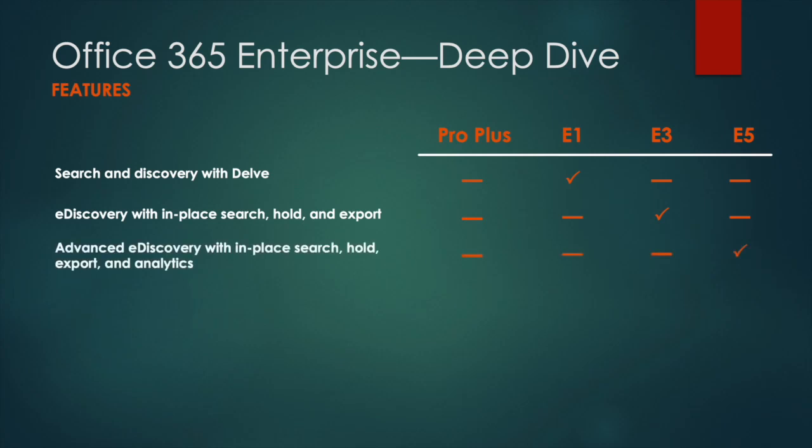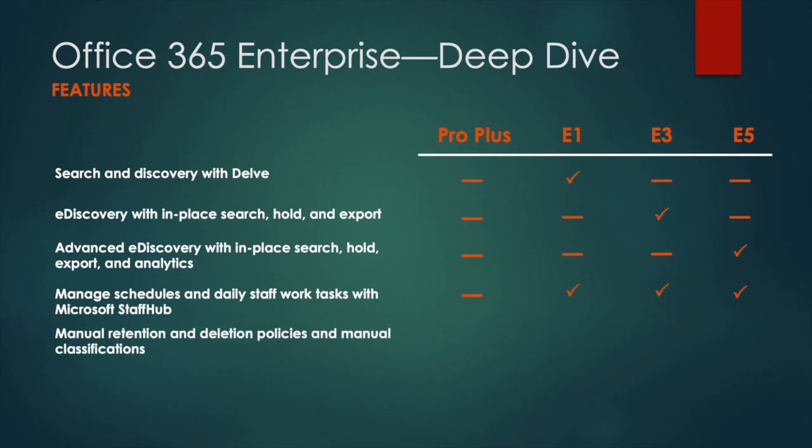Available only on E3, eDiscovery or electronic discovery is the process of identifying and delivering electronic information that can be used as evidence in legal cases. And only on the E5 tier, advanced eDiscovery with in-place search, hold, export, and analytics. Next, you can manage schedules and daily staff work tasks with Microsoft Staff Hub on all tiers except Pro Plus. And the same for manual retention and deletion policies and manual classifications.